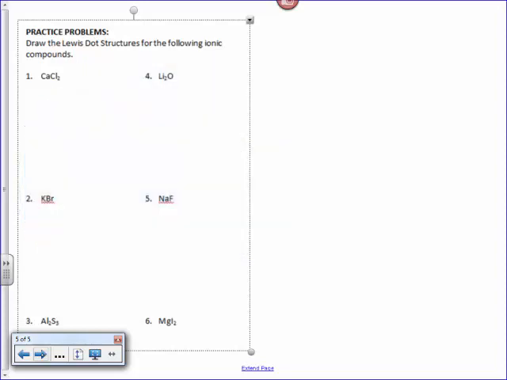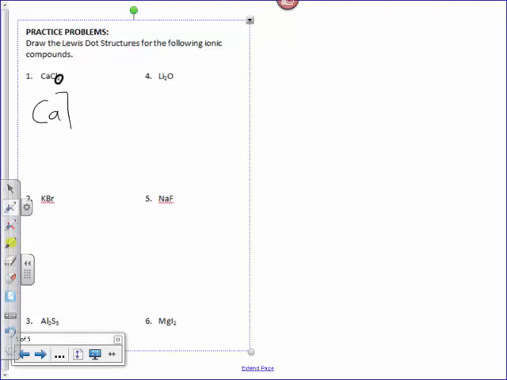Alright, so calcium chloride. First off, you see you've got 2 chlorines here, so this should be a really big hint. So calcium is going to have no dots. It's the cation, it's the metal. It gave up 2. And each chlorine is going to have all 8 dots and a -1 charge. Okay. You could have also drawn the calcium between each chlorine. I'm just doing this for space really here.